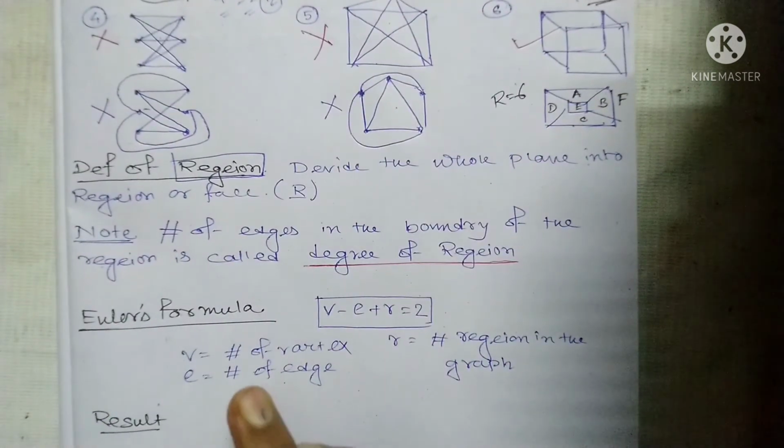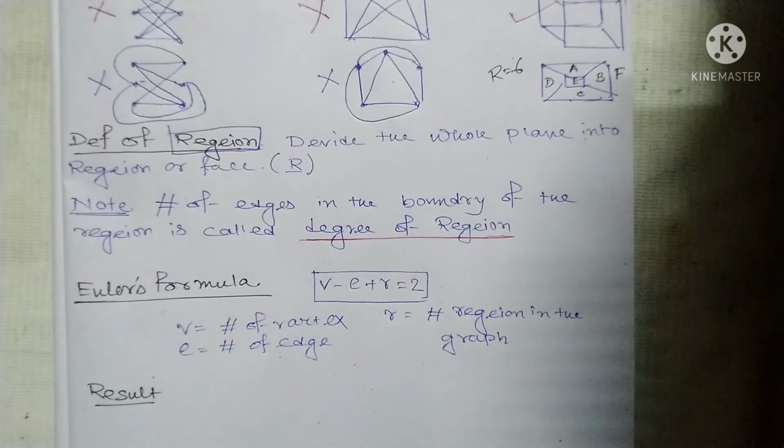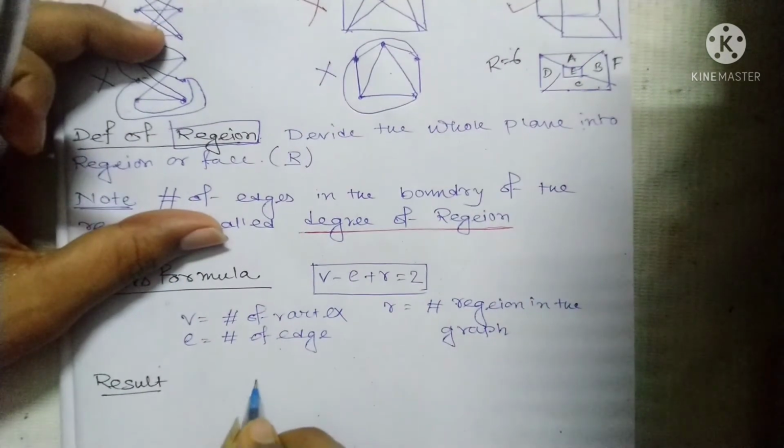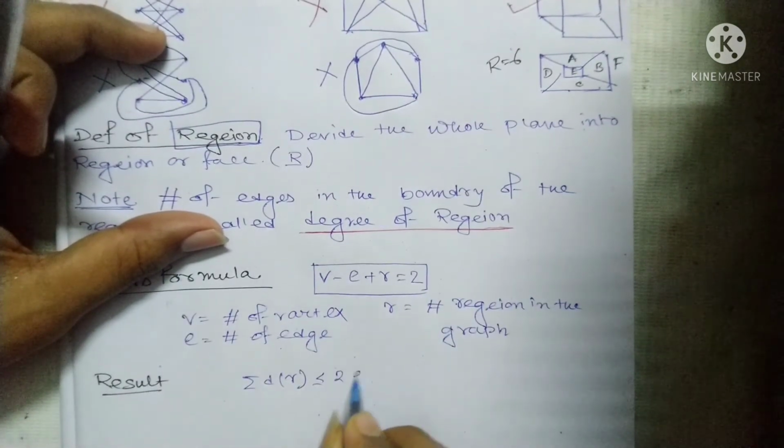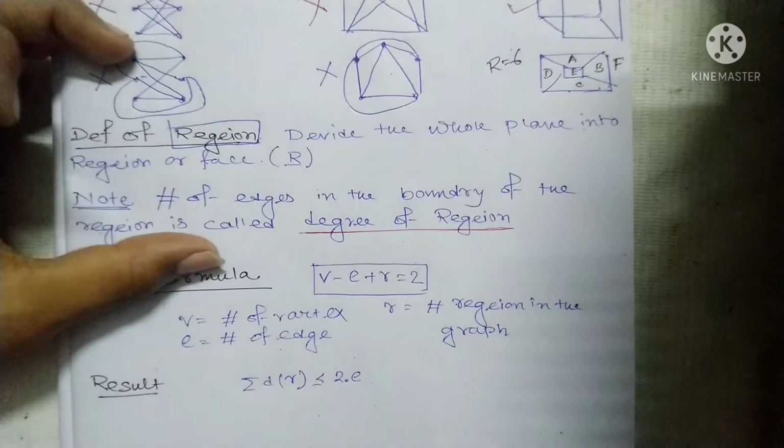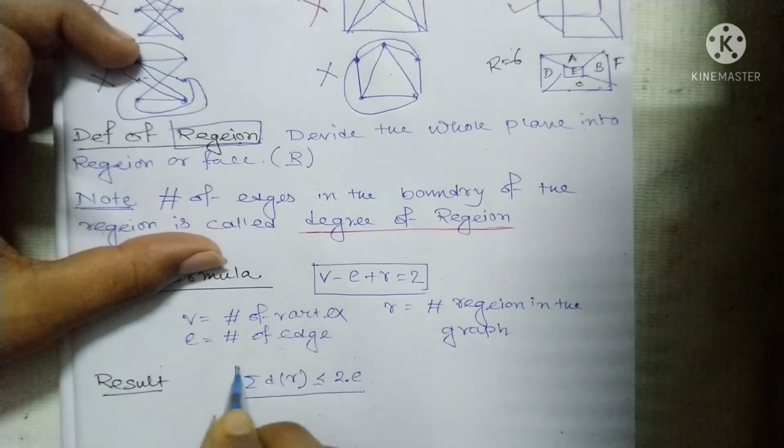There are many questions regarding this formula. If you remember this formula, you can solve the questions. There are many easy questions available in the previous year questions of GATE and UGC NET. You can solve these questions. There is an important result we have, that the summation of degrees of regions is less than or equal to 2 times the number of edges. Okay, so this is one formula you can remember.